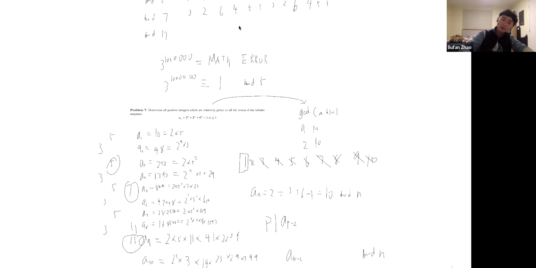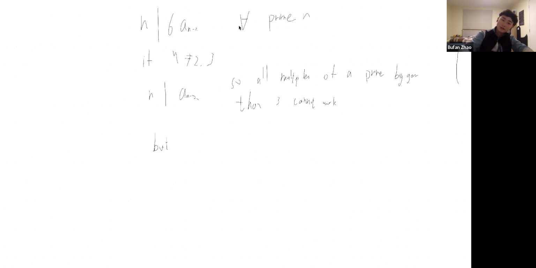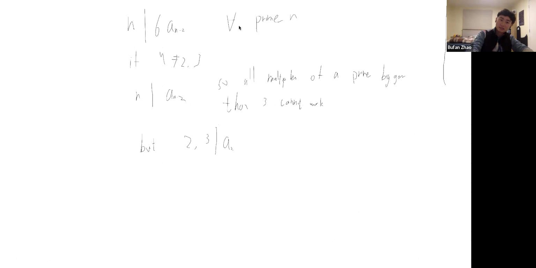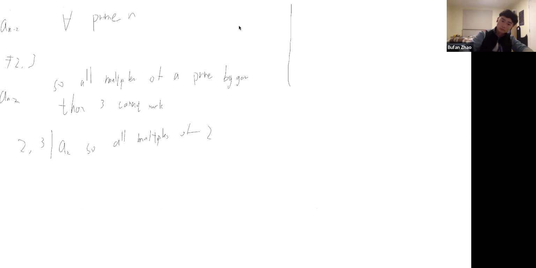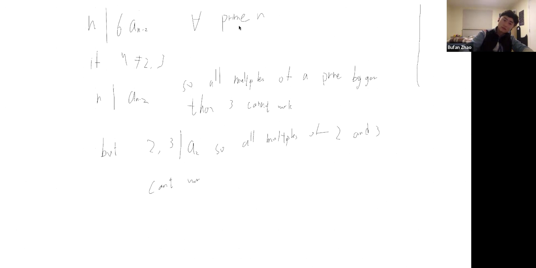Now for 2 and 3 it's quite trivial, but also notice that 2 and 3 divide a2. So all multiples of 2 and 3 can't work either. So the only number that works is 1, and we're done. All right. Any questions?